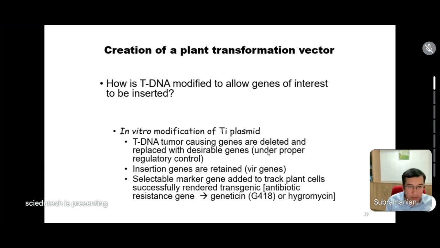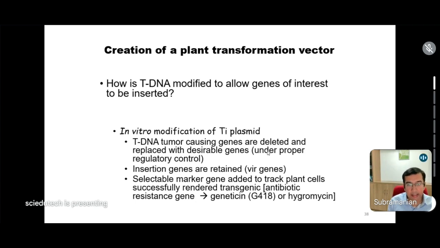So now you know what a tDNA is. What scientists have done is modify tDNA to allow genes of interest to be inserted into it, and then this modified tDNA can be used to transfer genes into plants. So in vitro modification of the TI plasmid has happened. All the tumor-causing genes are deleted or replaced with desirable genes under proper regulatory control, and certain genes are retained, like the Vir genes.